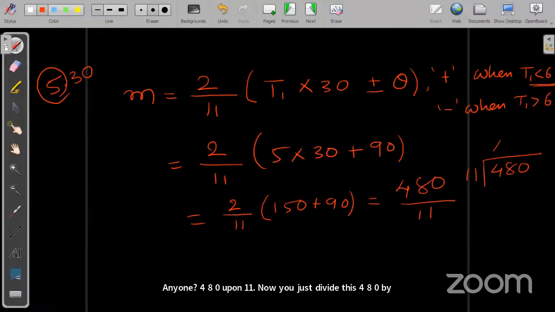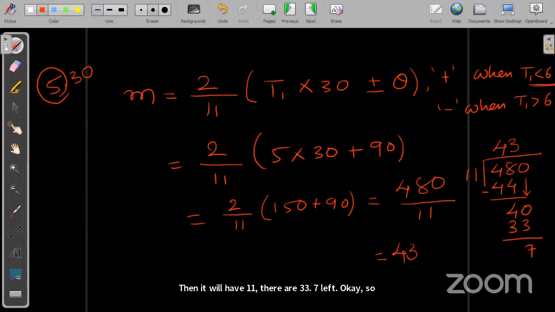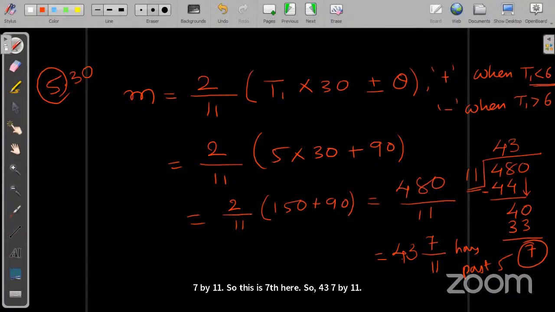Now you just divide 480 by 11. 11 4s are 44. If you subtract, it leaves 40. Then 11 3s are 33, 7 left. So I can write this as 43 and 7 by 11 minutes past 5. Sorry, this is minutes, not hours.